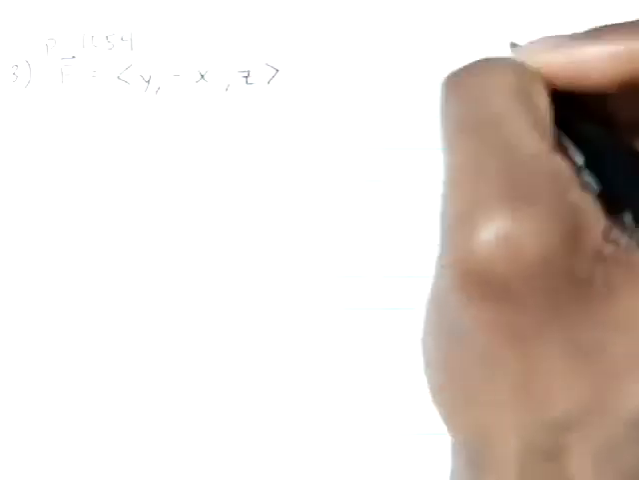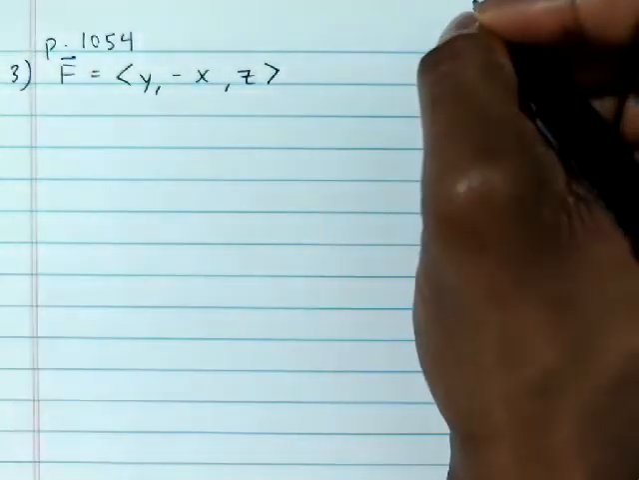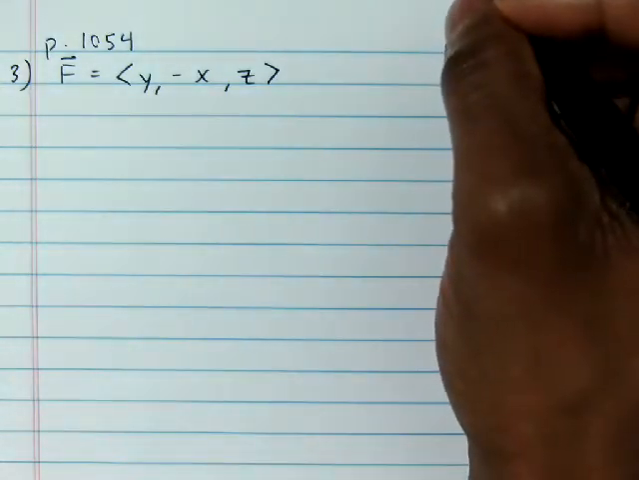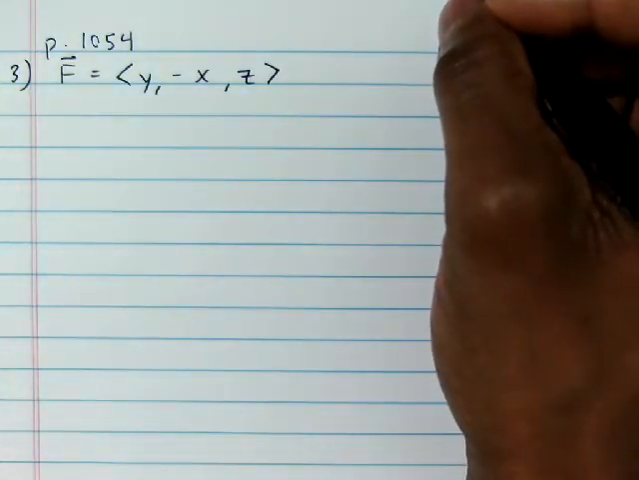All right, so this problem, they give us our vector function f equals y, negative x, z, and they tell us sigma, or I'm going to use S, is composed of the part of the cylinder x squared plus y squared equals 1 between the planes z equals 0 and z equals 1, and the part of the plane z equals 1 inside the cylinder x squared plus y squared equals 1. N is directed away from the z-axis on the cylinder and upward on the plane.